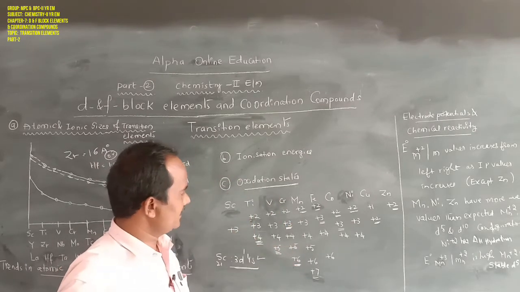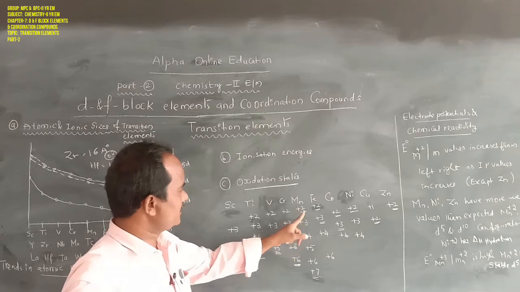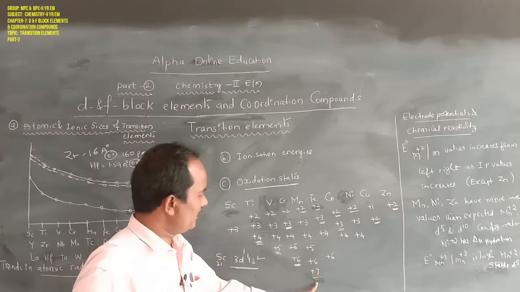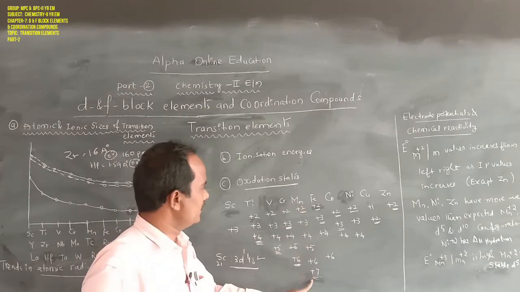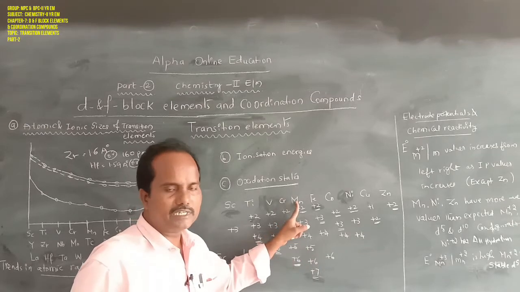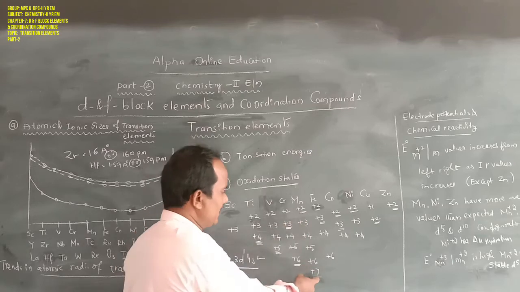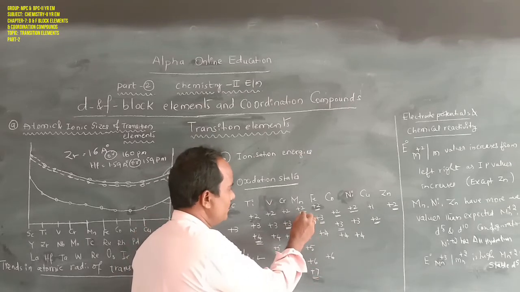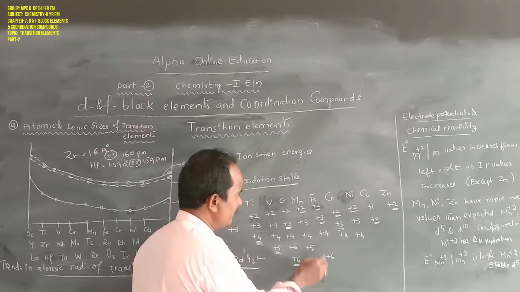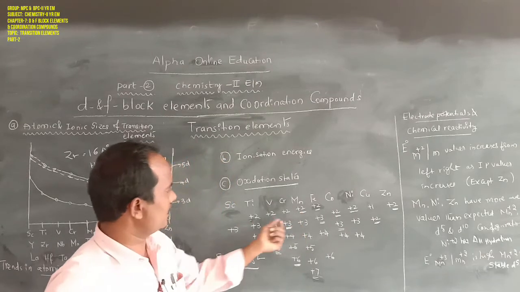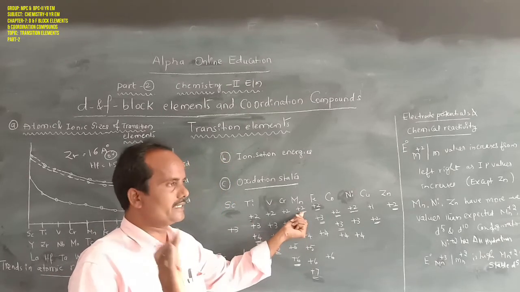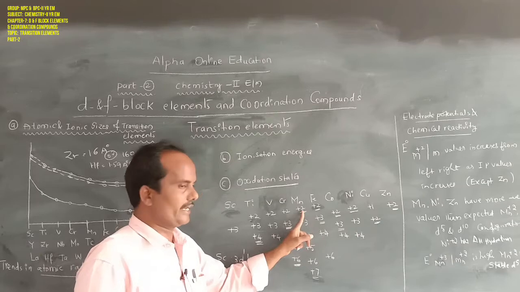Then here is manganese. Manganese exhibits oxidation states from +2 to +7 in the 3d series, including the highest oxidation states. In the +2 state, only s electrons are involved in chemical reactions.